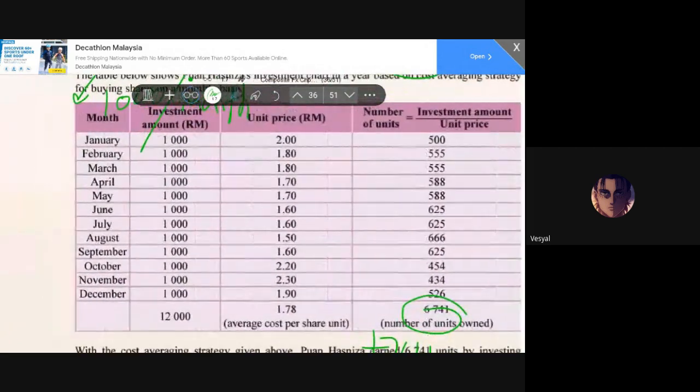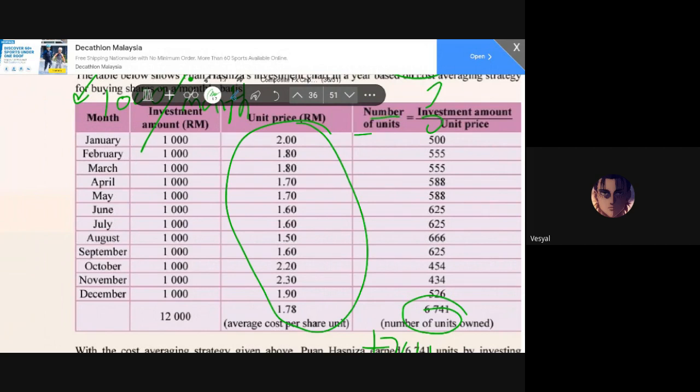So it's a quite famous question also. This one they will provide you. So your job is to find this part over here, the number of units. So you need to have this info and this info. Then you find this. So how do you find this? Can anyone tell? I think it's already stated there: the investment amount over the unit price. So that's how you calculate. So you will find how many shares you can own, where one share will cost 2 ringgit, let's say, in January. So that's how it works.